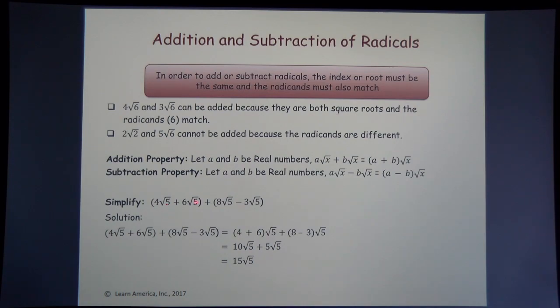You have 4 radical 5 plus 6 radical 5. So you can simplify that into what? 10 radical 5, good. And then 8 radical 5 minus 3 radical 5. It's 5 radical 5, and then you want the sum, so it's 15 radical 5. Okay?